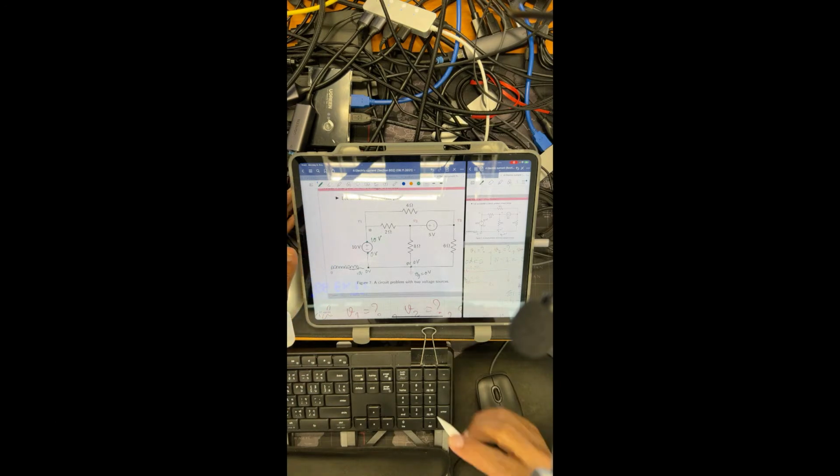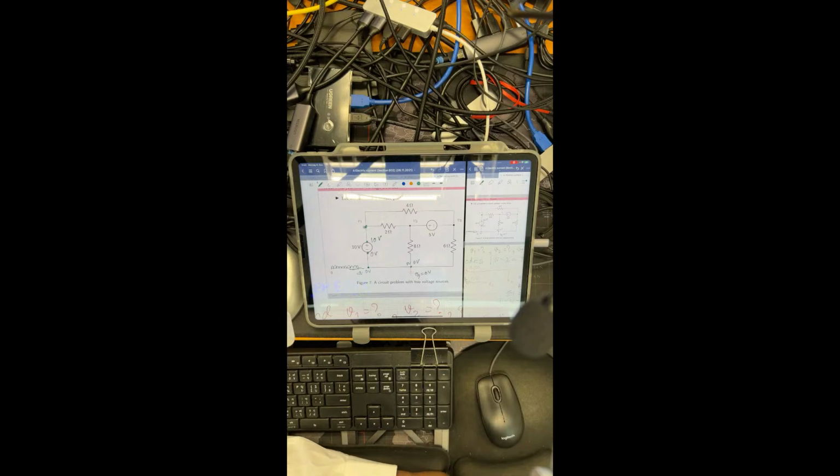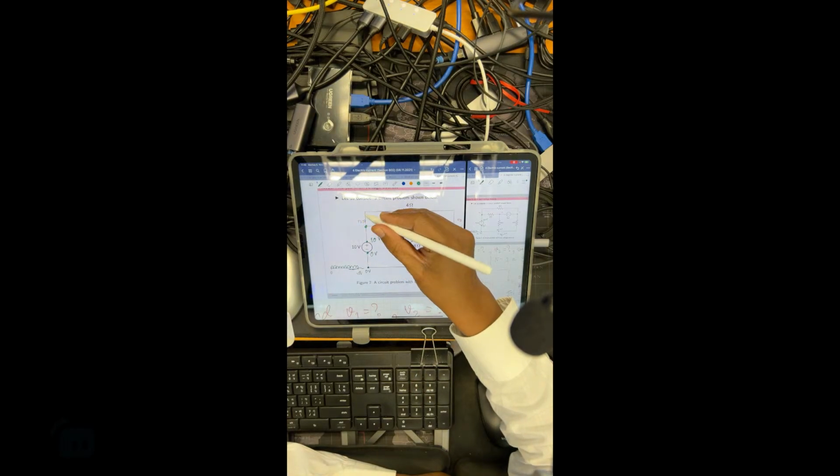And what about the voltage at this location? At this position, what is the voltage at this one? How many volts? 10 volts again. So it means V1 is, what is V1?